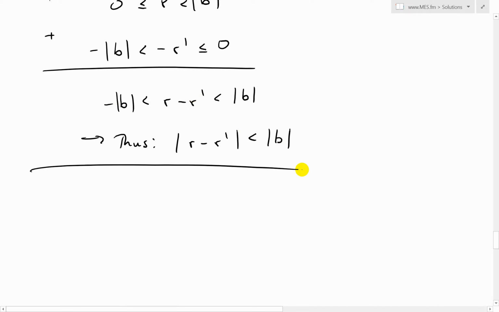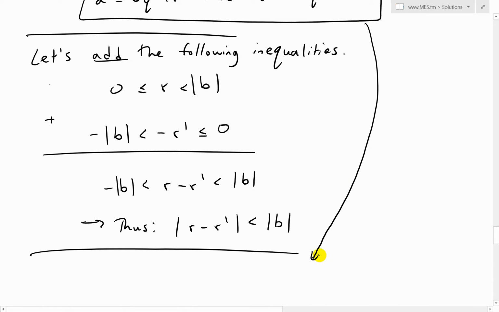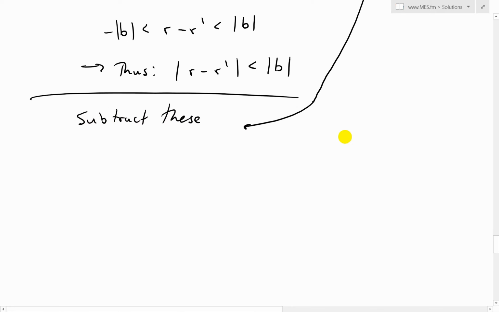So now I'm going to subtract these equations. I'll put another arrow across like this. Subtract these equations just to develop more inequalities.